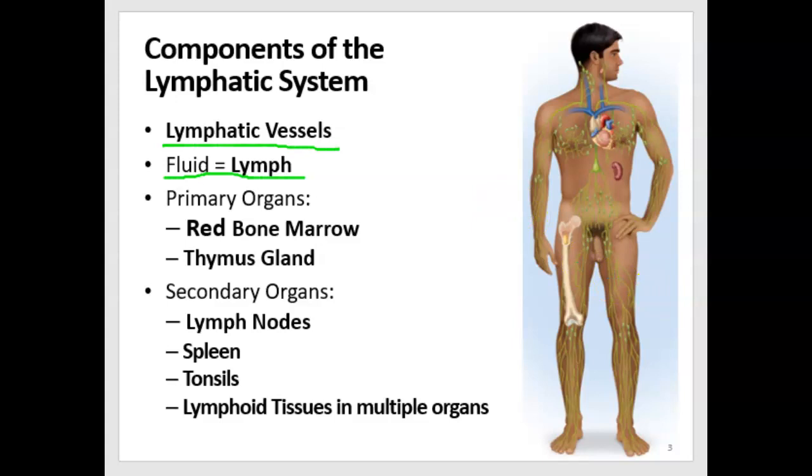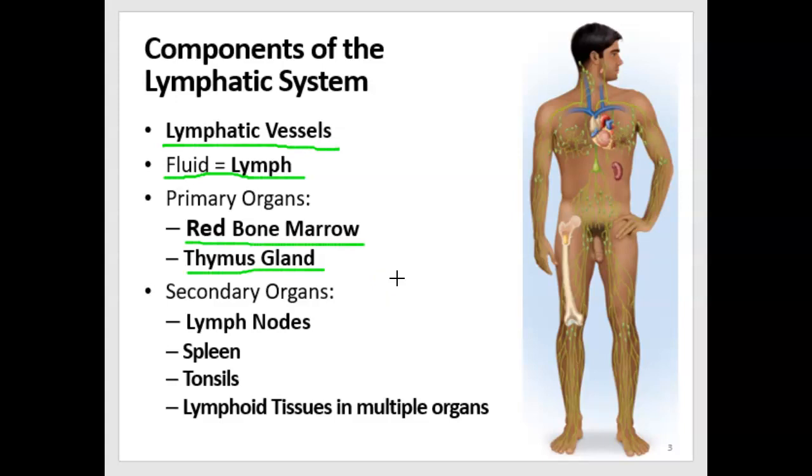The primary organs are the red bone marrow and the thymus gland. This is where leukocytes are born, white blood cells are born, specifically in the red bone marrow. And some of them mature in other locations, specifically T lymphocytes mature in the thymus gland. They become able to do their job in the thymus gland.